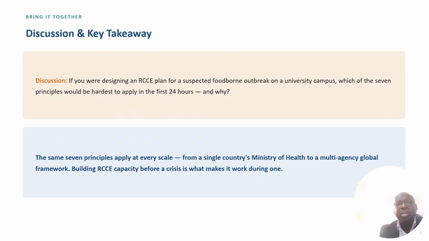Here we have some discussion, and you can take it as a whole message for you. If you were designing RCCE plans for suspected foodborne outbreaks in university campuses, which of the 7 principles would be hardest to apply in the first 24 hours and why? The same 7 principles apply at every scale, from a single country's Ministry of Health to multi-agency global frameworks, like building RCCE capacity before a crisis is what makes it work during one.